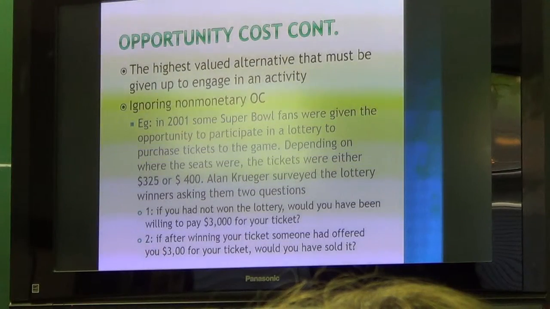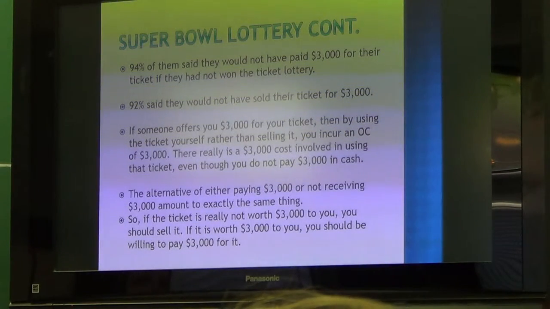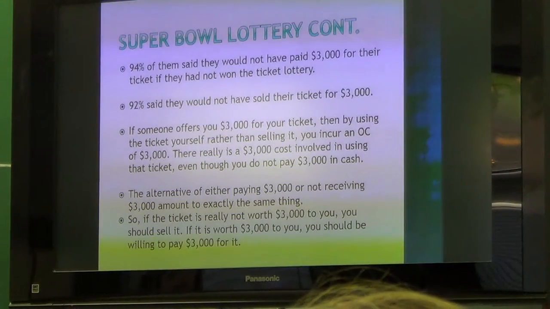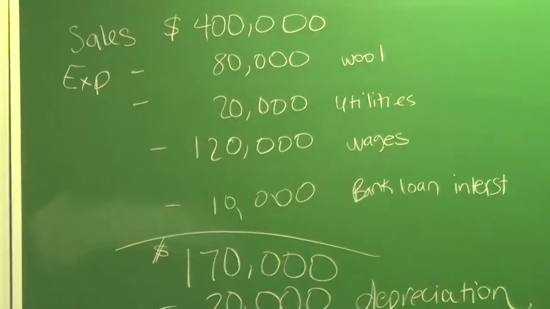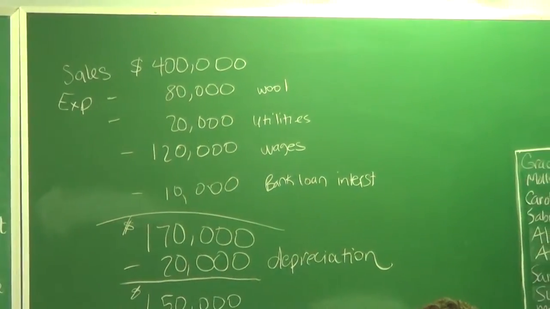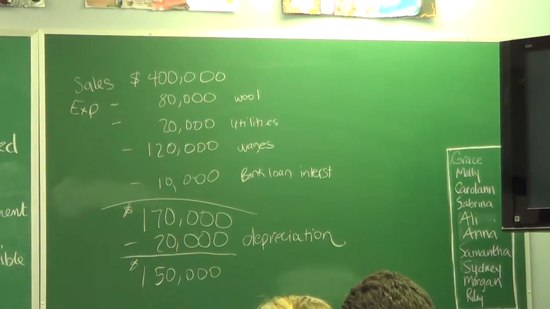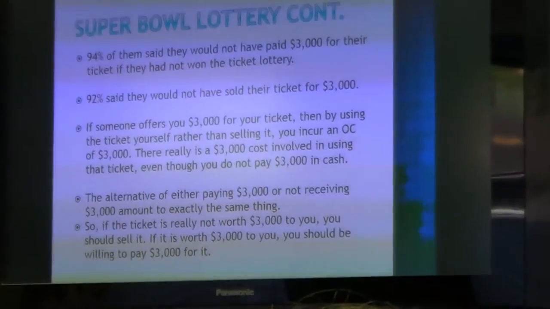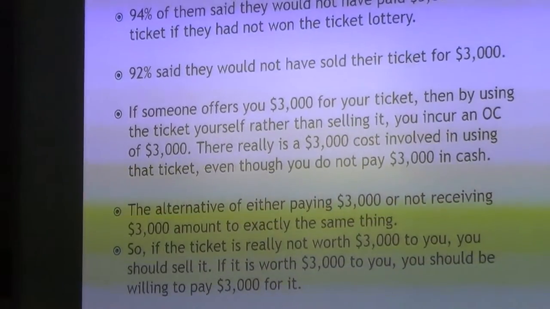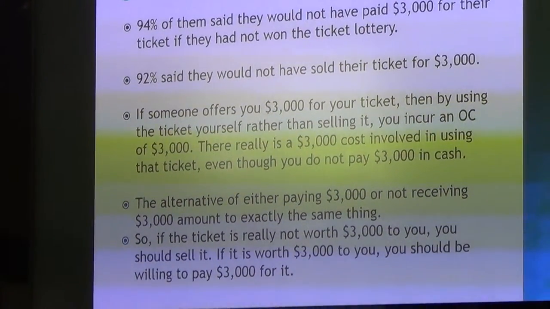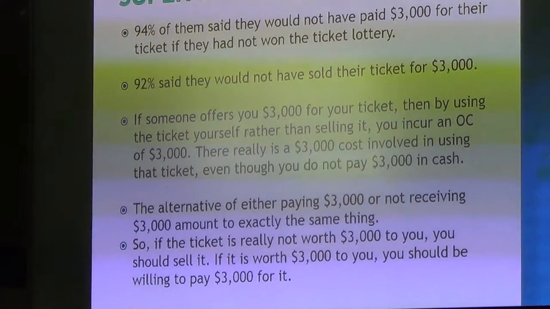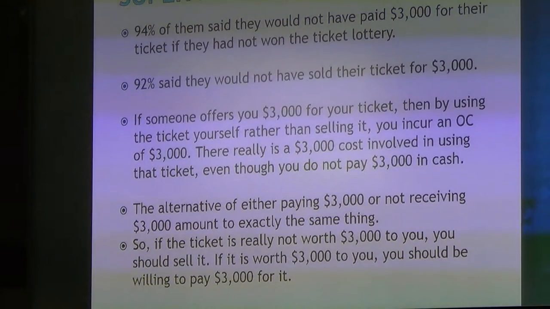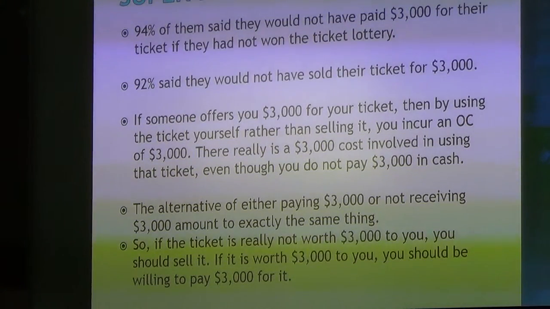Oh. And that's actually what happened. So it doesn't necessarily make sense. But for question one, 94% of them said that they would not have paid $3,000 for their ticket if they had not won the lottery ticket. So if they hadn't got their ticket for $400, they just would not have gone to the game. They wouldn't have paid $3,000 for that same ticket. And then 92% said they would not have sold their ticket for $3,000. So this doesn't really make sense now, does it? No. I mean, I'm not a football fan. If I got a ticket, I'd be like, sure, $3,000 in my pocket, minus the $400 that I paid for it. That could pay off a lot of credit card, student loans.